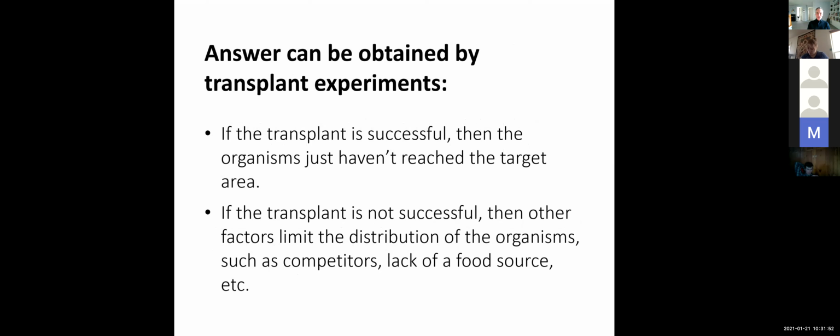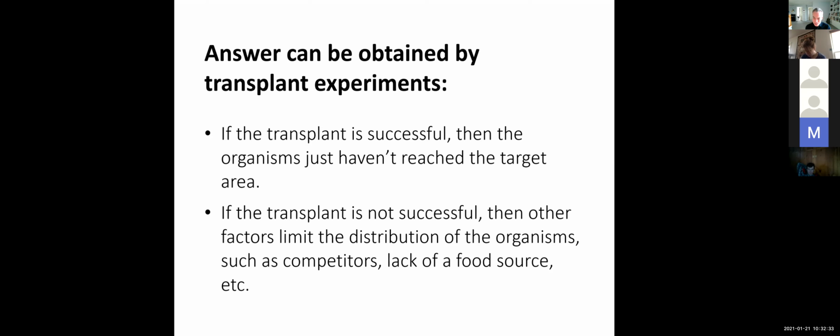And so the answer to that question that we just posed can be obtained by transplant experiments. Right? That means you take an animal or a number of organisms, and you move them out of their realized niche into another portion of their fundamental niche. If that transplant is successful, then that generally means that the organisms just haven't reached that target area yet, right? If they're able to survive in the area they were transplanted to, it means that area could be part of their realized niche, but they just haven't gotten there yet for whatever reason.